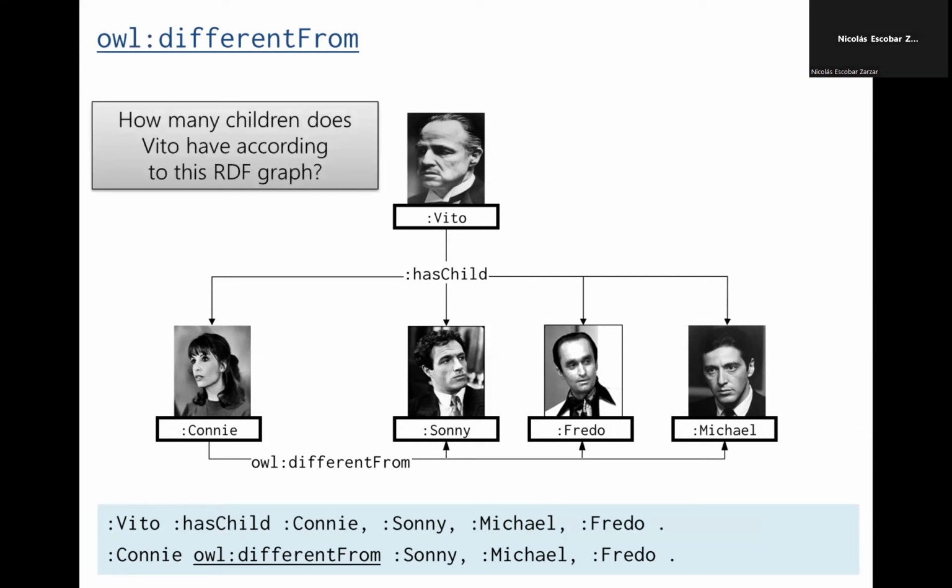How many children does Vito have according to this RDF graph? At least two. Yeah. So we know that Connie must be different from all the other three, but the other three can still be the same. So we have Connie here, and then we have our three here, but these three could still be the same, right? So we know at least two, and then we could have more. Okay, so Vito has at least two children.